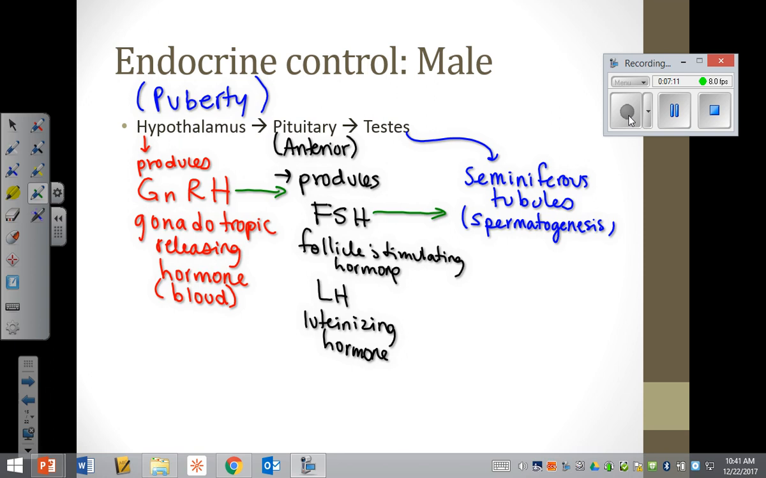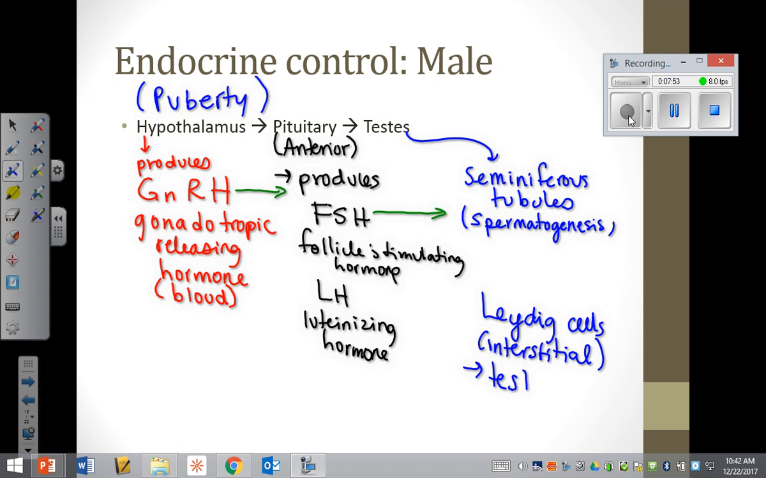Gonadotropic releasing hormone stimulates the production of FSH, which stimulates the seminiferous tubules. Now, if we talk about the other part here, the luteinizing hormone affects Leydig cells. These are the ones that are called interstitial cells. I would say that the higher probability is that they'll be called Leydig cells if you saw them on a test question, but recognize that we're talking about the same thing. Leydig cells produce testosterone.